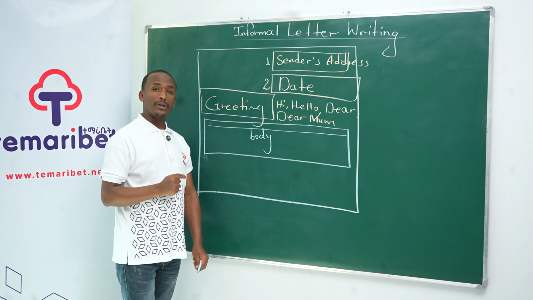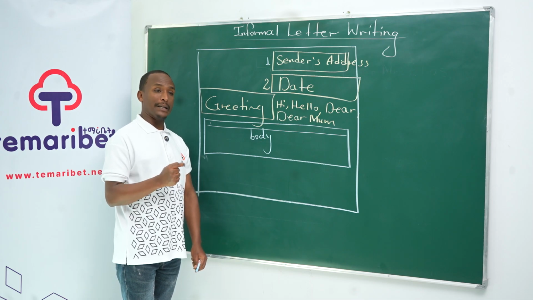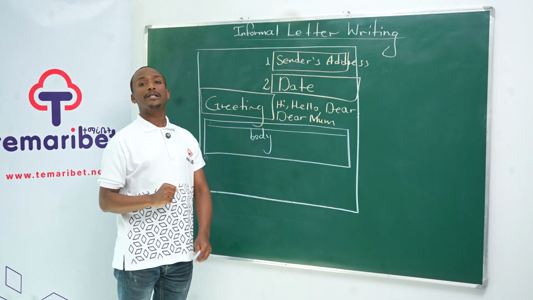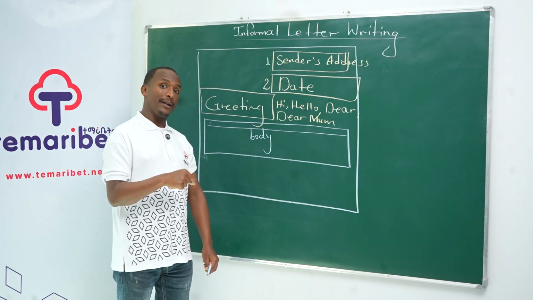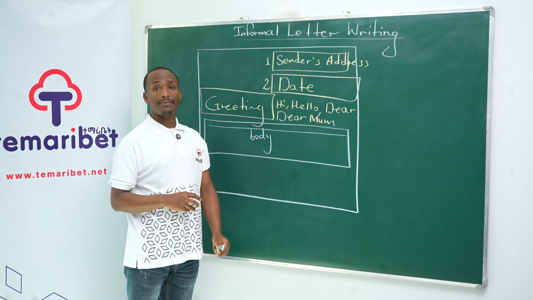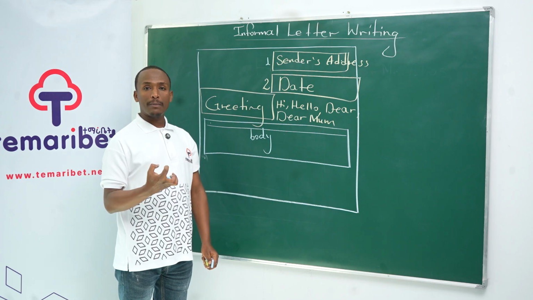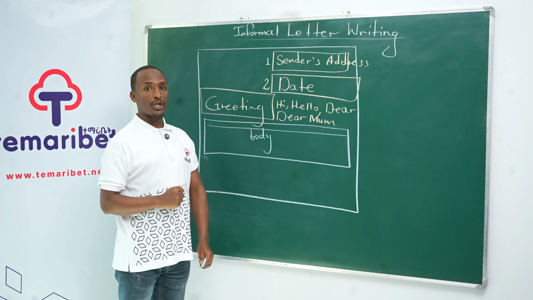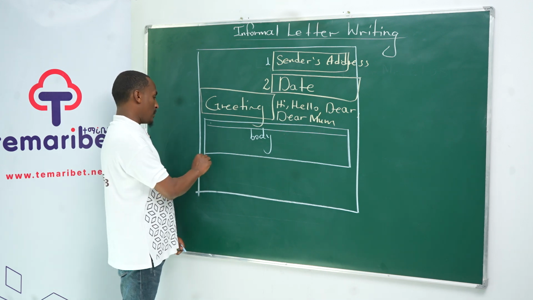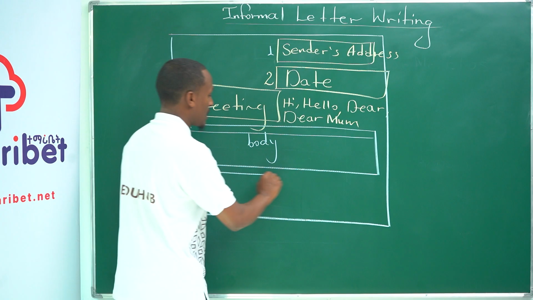If you remember our discussion on the formal letter, the first line of the formal letter must be the reason why you write the letter. But here, in the informal letter, the first line of the body part must be a friendly, warm salutation, which shows your relationship. The next one is the closing salutation.